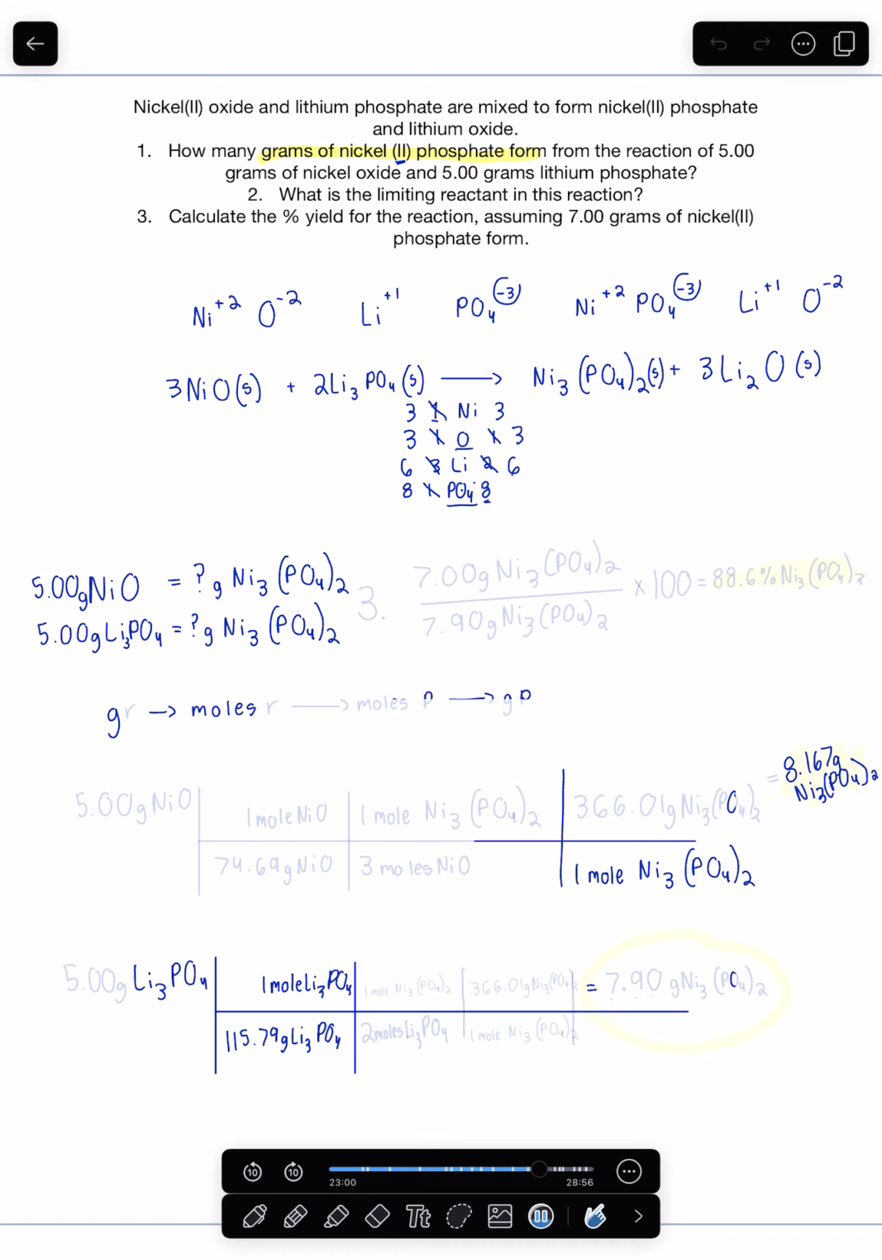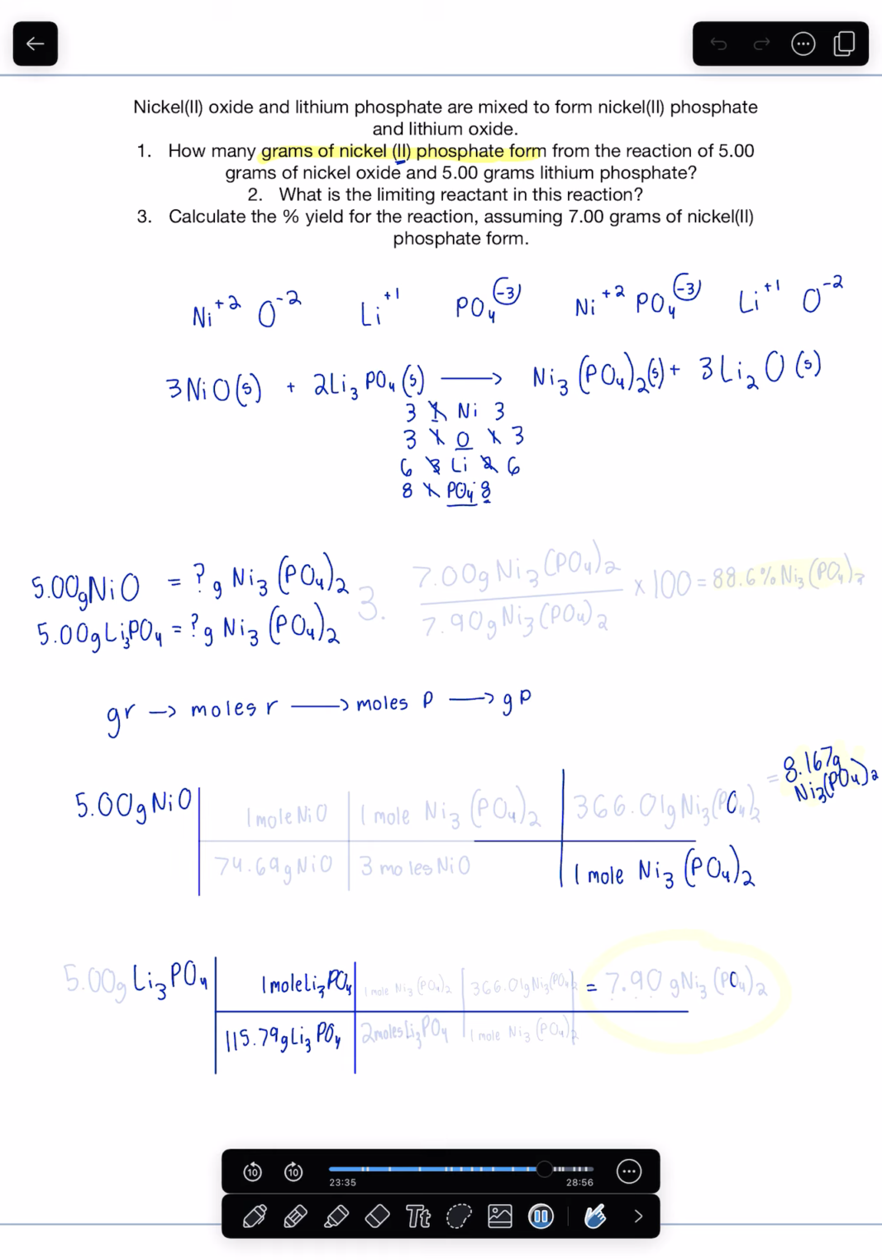All right, now that both of those are written down, our roadmap is going to go grams of reactant to moles of reactant, to moles of product, to grams of product. So starting off, we're going to go ahead and do our nickel oxide first.